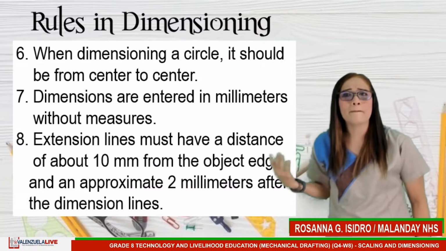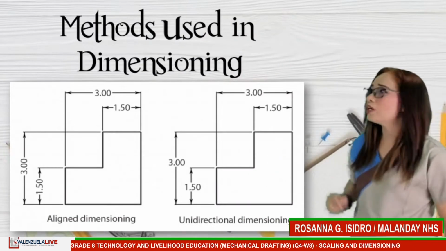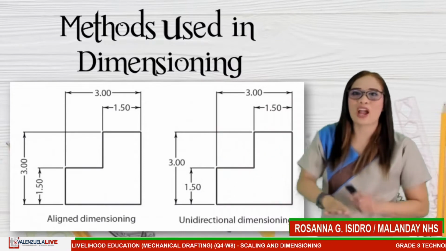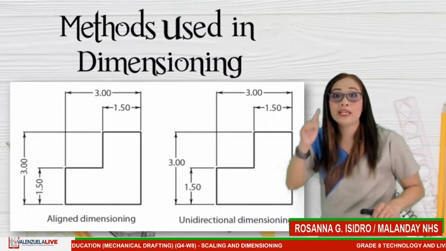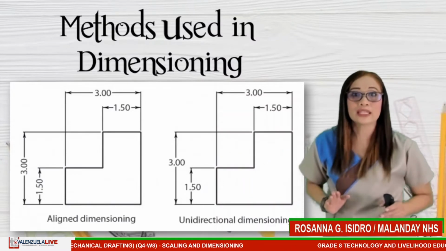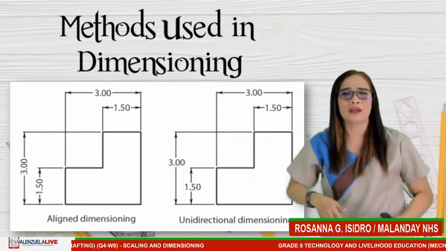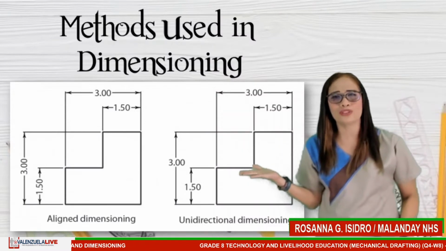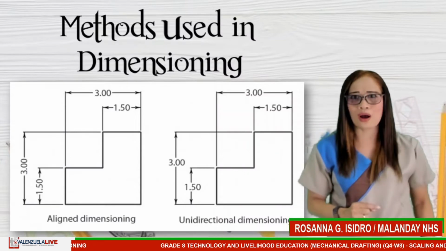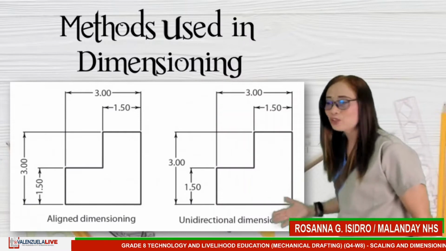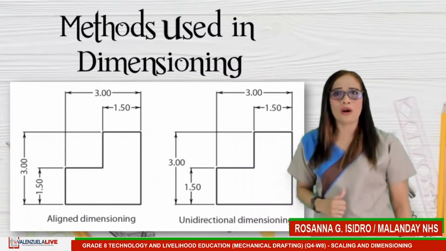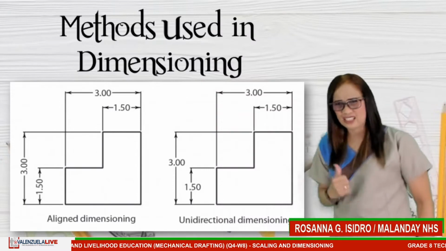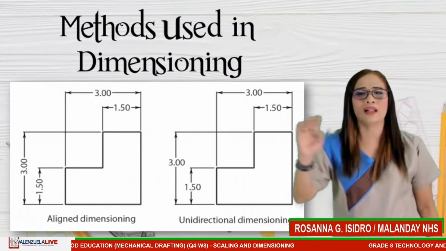Let us now proceed to the methods used in dimensioning. The first one is aligned dimensioning. Dimensions are placed so that the horizontal dimension can be read from the bottom of the drawing sheet, and the vertical dimension can be read from the right side of the drawing sheet. This method is commonly used in architectural and structural drafting. While in unidirectional dimensioning, dimensions are placed so that they can be read from the bottom of the drawing sheet. And this method is commonly used in mechanical drawing.